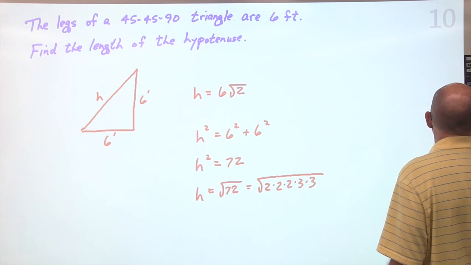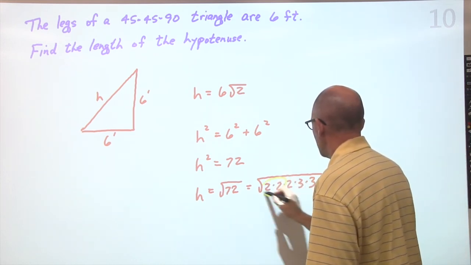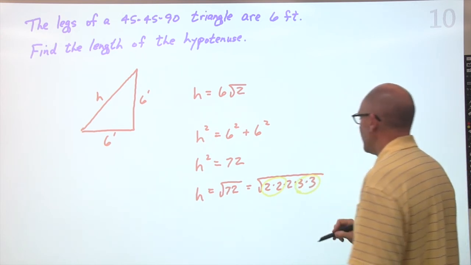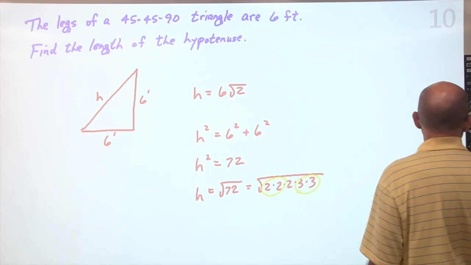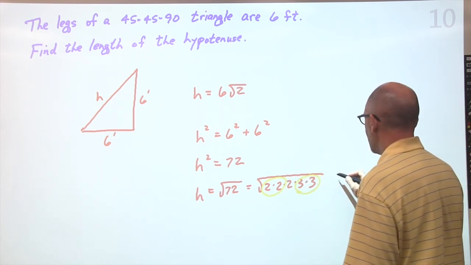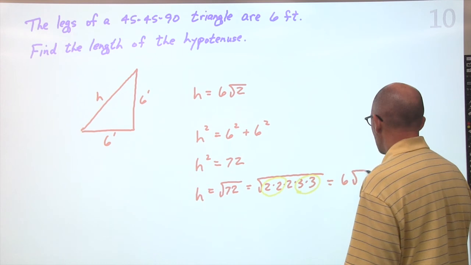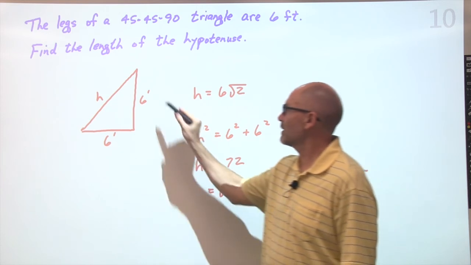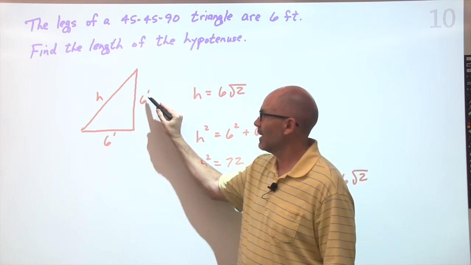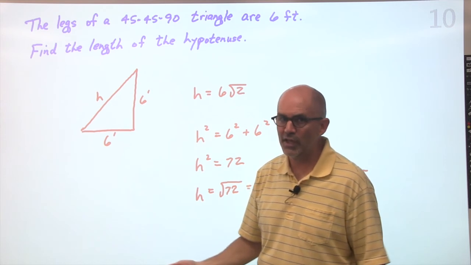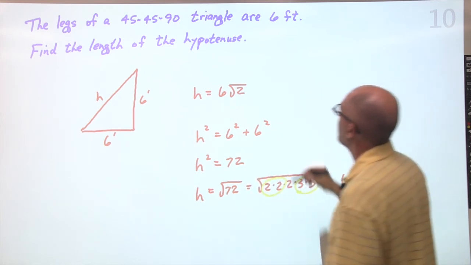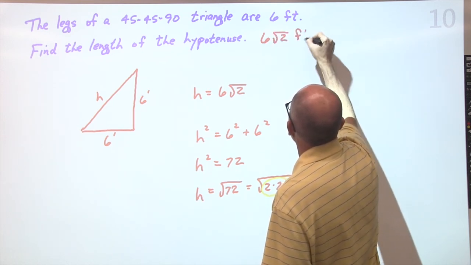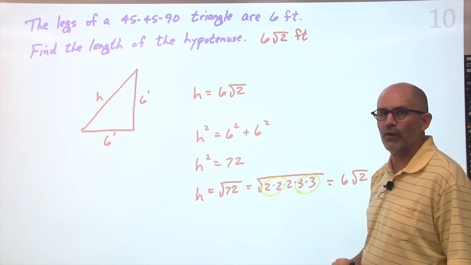Now, 2 of the 2's band together and spring the pokey. And 2 of the 3's band together and spring the pokey. And so we end up with 2 times 3 on the outside, which is 6 times square root of 2. But look how much quicker we got 6 square root of 2 here, because all we did was take one length of the leg multiplied by the square root of 2, and we're done. So the length of the hypotenuse is 6 square root of 2 feet. That's it, game over.